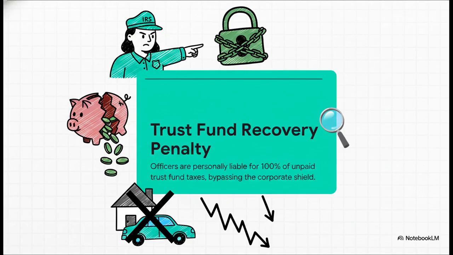If a client willfully fails to collect or remit those payroll taxes, the IRS doesn't just slap a fine on the business. No, they completely bypass the corporate shield. That means the responsible officers of the company are held personally liable for 100% of the unpaid trust fund taxes. Their personal bank accounts, their homes, the whole shebang. It's all on the line. It is an absolutely severe consequence of messing up this specific tax classification.